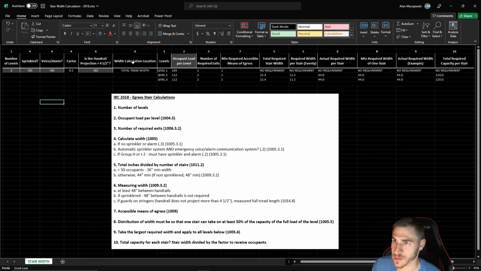Well, you're taking that measurement from the width calculation location. In this case, it is the total tread width. Because I don't have that extra projection, I can determine my width from the total area, like you could place your foot on a tread. That's kind of the best example I could say. It has less to do with the handrails at that point because the projections are not an issue.